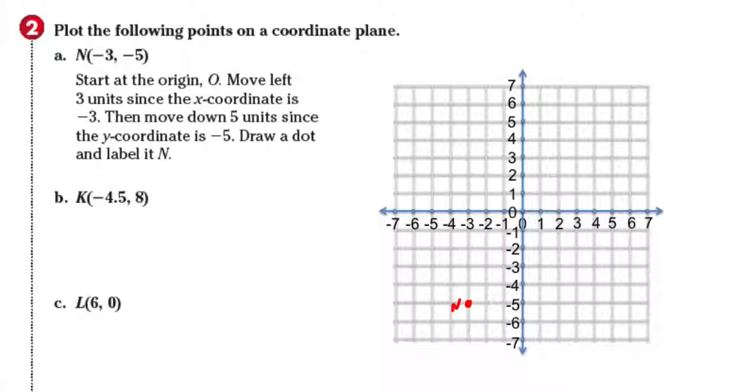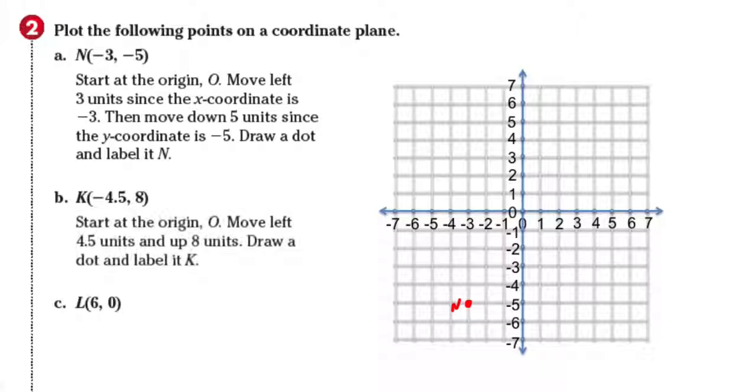And the next one is (-4.5, 8). In this case we start again from the origin, and move left 4.5 units, because this is -4.5, so 1, 2, 3, 4, and a half. Then go up 8 units: 1, 2, 3, 4, 5, 6, 7, oops, lacking 1 there. So if that is 8 right there, that is your dot.